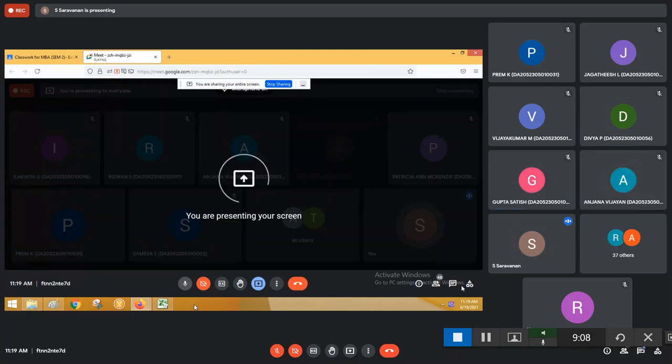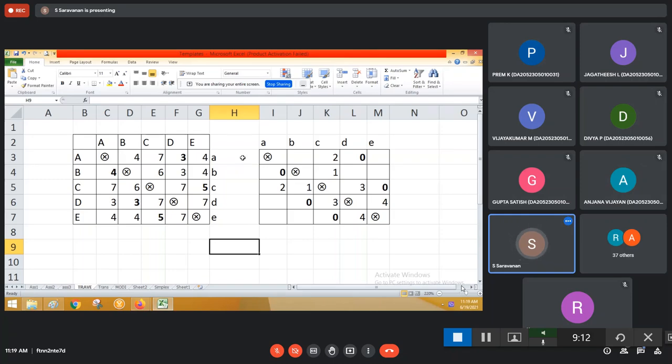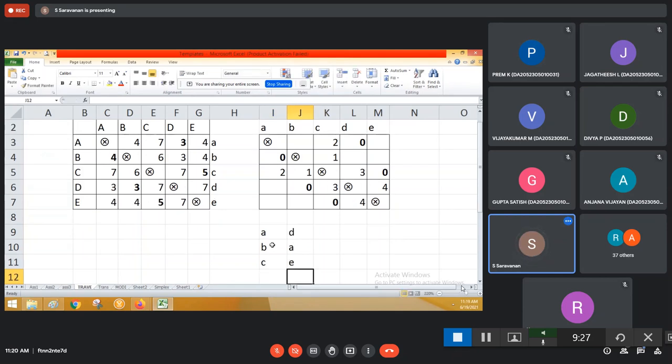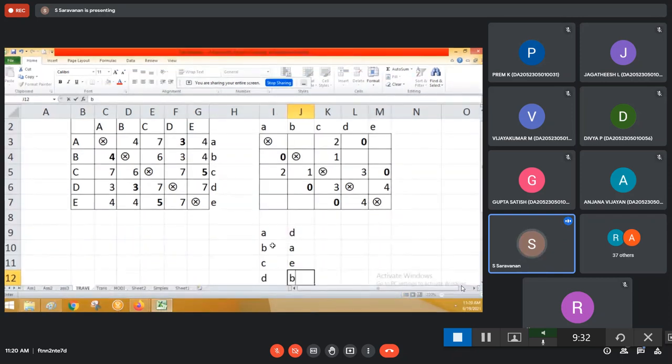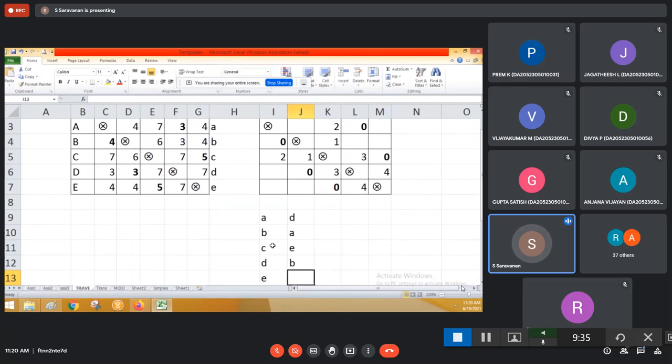You see, A is now assigned to D, right? Then D is assigned to B, and B is assigned to A. C is assigned to E, and E is assigned to C. Starting from A, the person goes to D. Starting from D, the person goes to B. Starting from B, the person goes to A, but E is not being covered. So actually we are missing one route. Am I right?